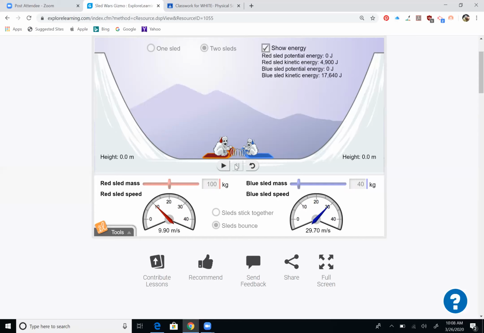The total energy of both. All right, so we're just adding up the energy. So 49,000 plus 17,640. So the total energy before the collision is 22,540. Anybody need me to repeat any of those?